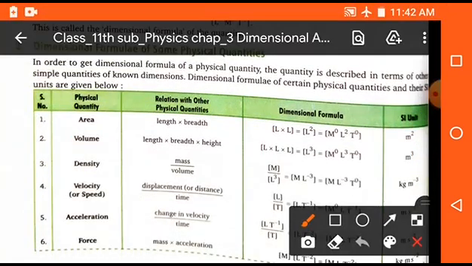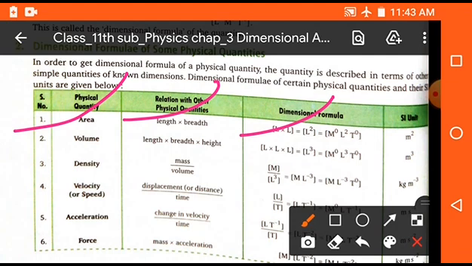So first is area. As you know, area is not a fundamental physical quantity. It is a derived physical quantity because it is formed with the help of fundamental quantities. We know that length into breadth is equal to area. So we use capital L for length and capital L also for breadth. Here we see M to the power 0, L to the power 2 and T to the power 0, where M stands for mass, T stands for time and L stands for length. So its dimension formula will be M0 L2 T0, and its SI unit is meter square.